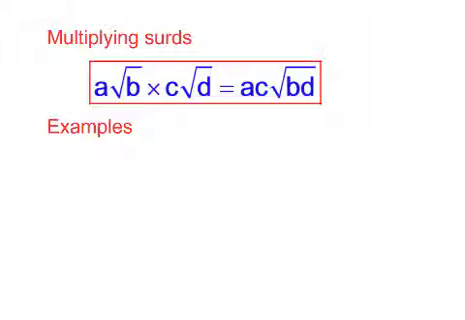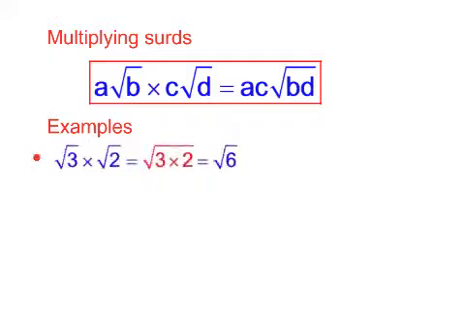Here's the rule for multiplying surds, and it's probably easier to illustrate this with an example. For instance, root 3 times root 2, we can place both the root 3 and the root 2 under one square root sign. In other words, that becomes the square root of 3 times 2. 3 times 2 is 6, so the answer is root 6.